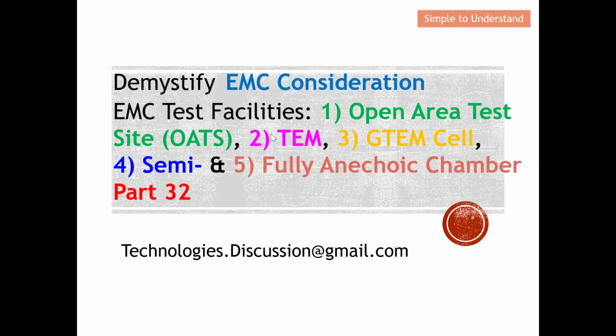Next, we have TEM and also GTEM cell. Fourth will be the semi and fully anechoic chamber. So these are the 5 common EMC test facilities which we are going to take a closer look at later on. We are going to compare the advantages and also the disadvantages of all these common EMC test facilities. So this will be the objective of this video. This will be part 32 of the discussion series on EMC.